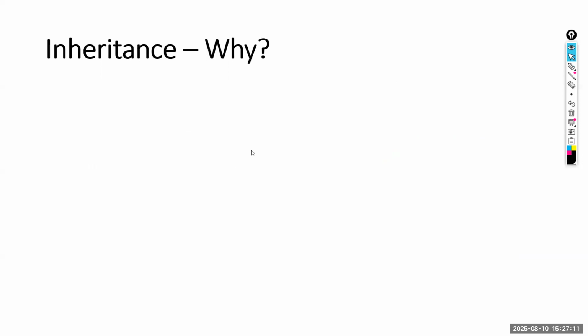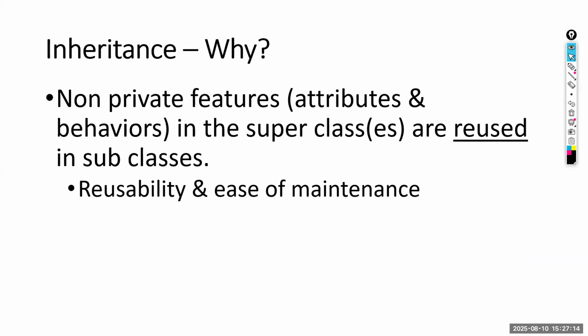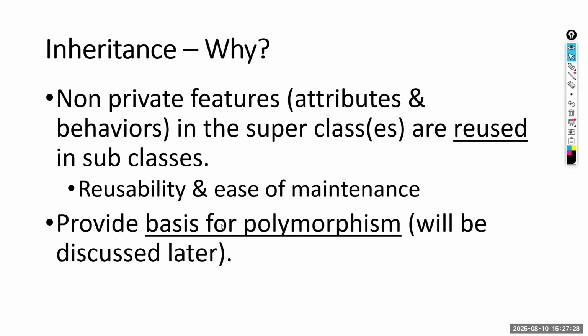Right. So why code reusability and maintainability? Because subtypes reuse the code of supertypes, attributes and behaviors, the non-private ones. And also inheritance provides a basis for polymorphism as well. It doesn't mean that polymorphism always requires inheritance, but inheritance also facilitates polymorphism. Without inheritance we can also use polymorphism, but with inheritance you can use polymorphism too.